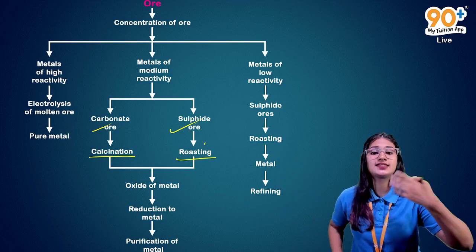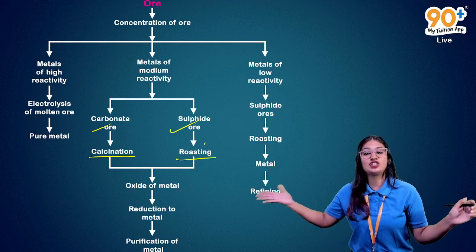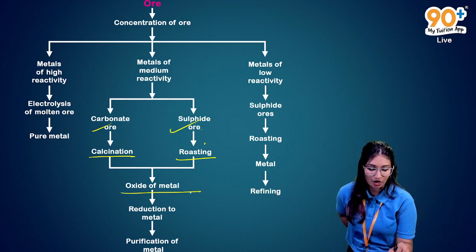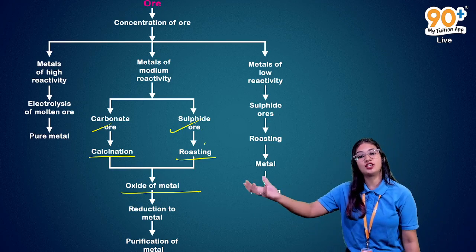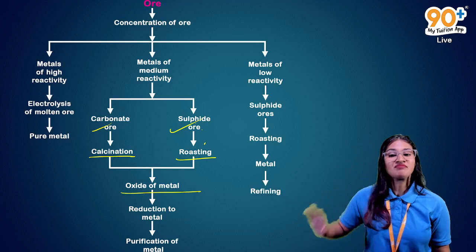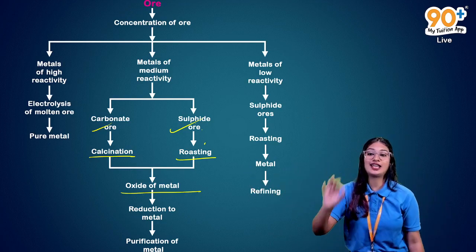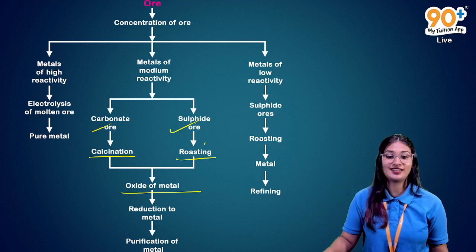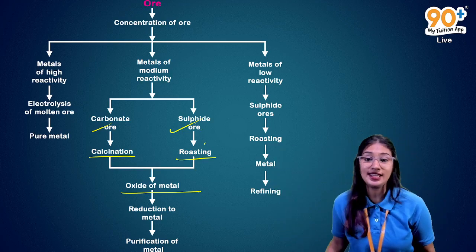We heat the ore in an excess supply of oxygen. When we do this, they will get converted into their oxide. Then we use a strong reducing agent to reduce them, and then we'll purify it. Now what about the metals with high reactivity? We carry out electrolytic reduction, and we will get the pure metal deposited at the cathode.